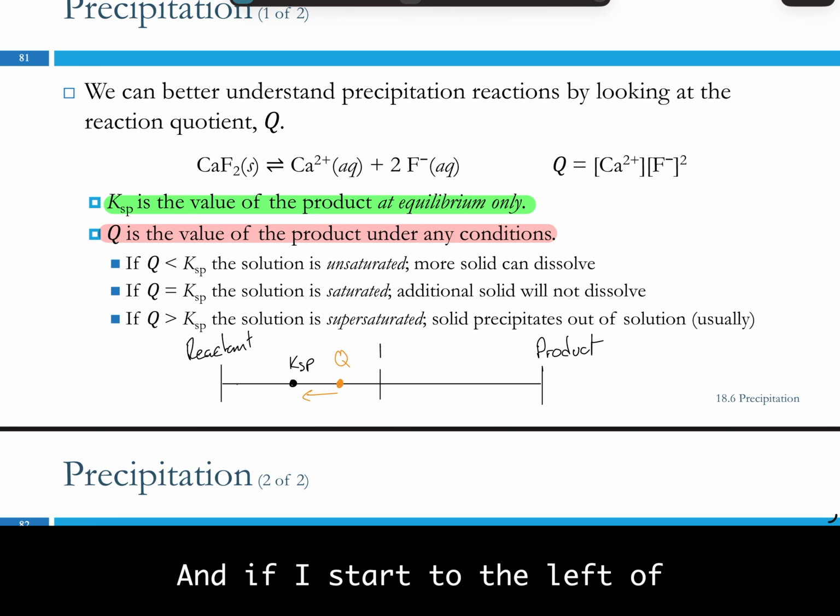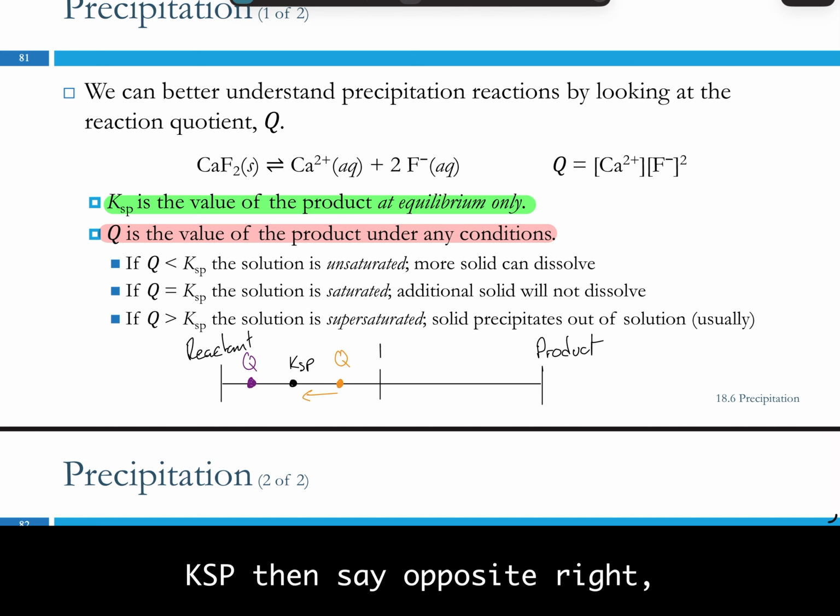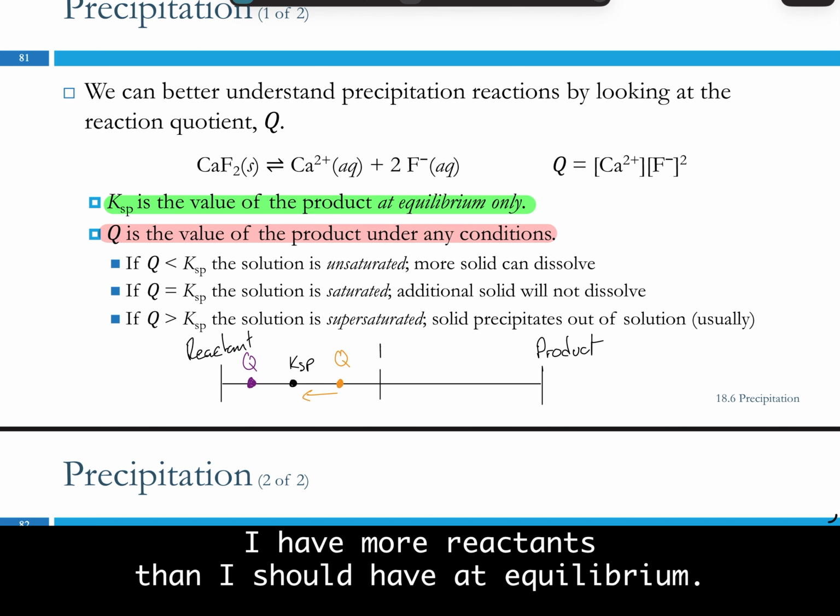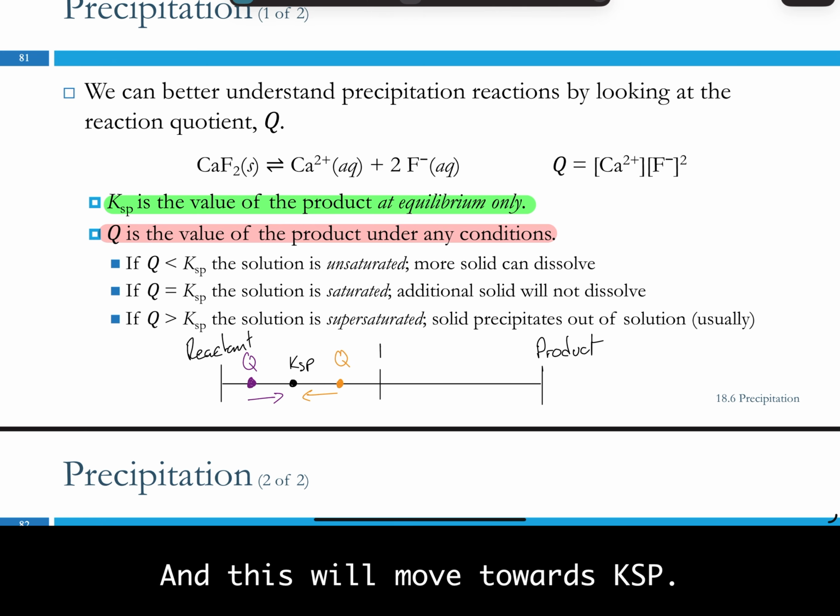And if I start to the left of KSP, then it's the opposite, right? I have more reactants than I should have at equilibrium, and this will move towards KSP.